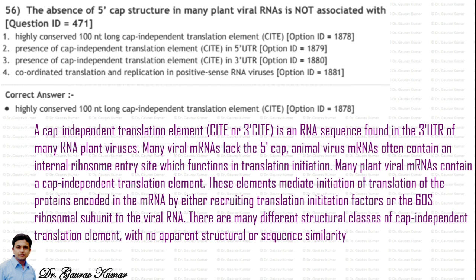There are many different structural classes of cap independent translation element with no apparent structural or sequence similarity. So the last line says that there are many structural classes of cap independent translation element with no apparent structural or sequence similarity. So the first option says that it is a highly conserved 100 nucleotide long cap independent translation element. No, it is not highly conserved. There will be various structural classes, and there is no apparent structural or sequence similarity between the cap independent translation elements. So the first option, the highly conserved 100 nucleotide long cap independent translation element, is the wrong one.